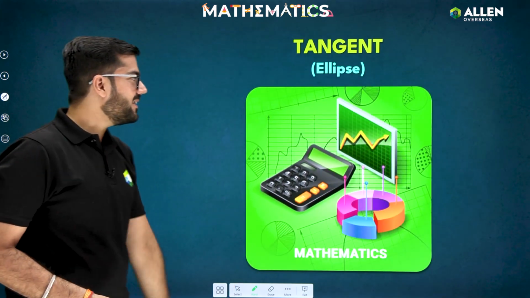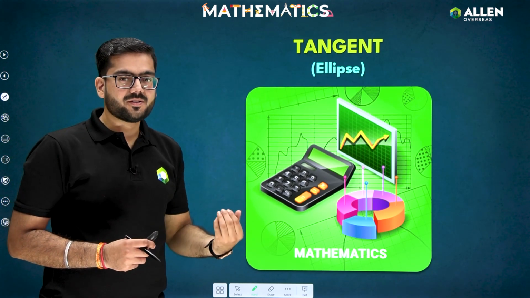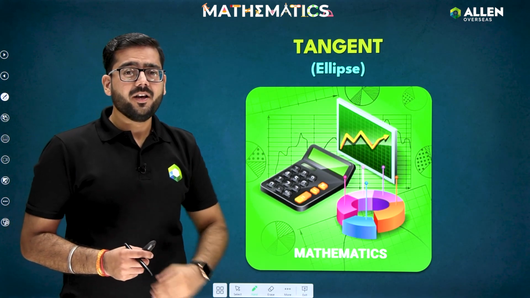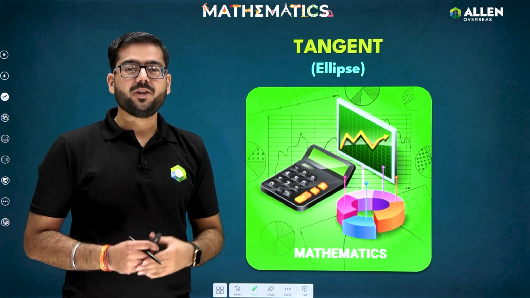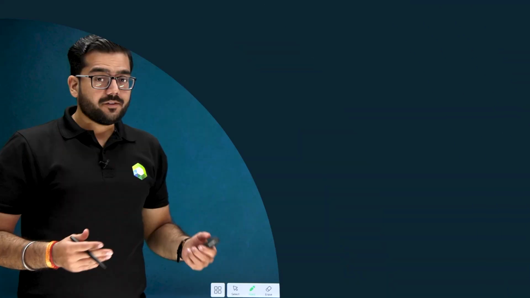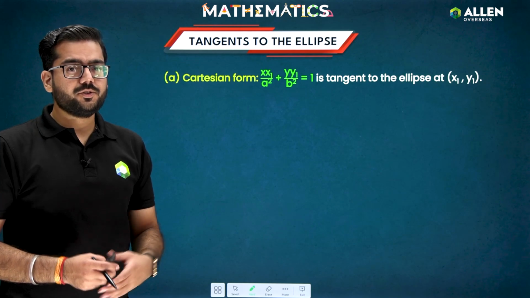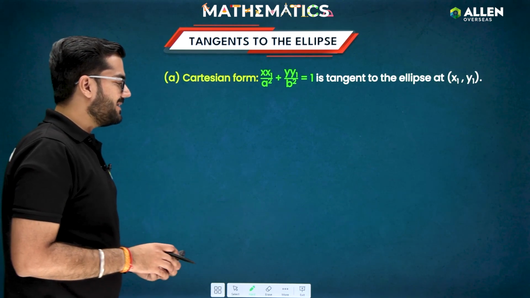And our topic is tangent, which is under the chapter ellipse. We are going to discuss especially the tangent part from the chapter ellipse. And you can see a lot of previous year questions on the basis of this topic in your JEE Mains. So the first one is the point form or Cartesian form. First of all, you need to understand this thing.